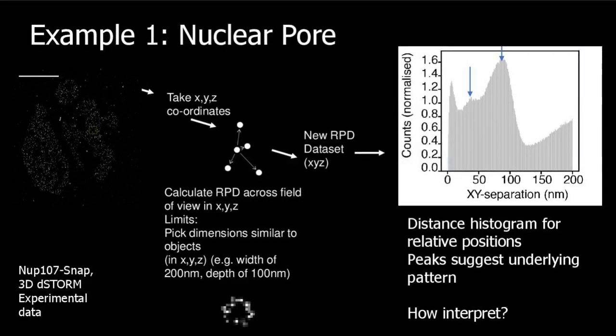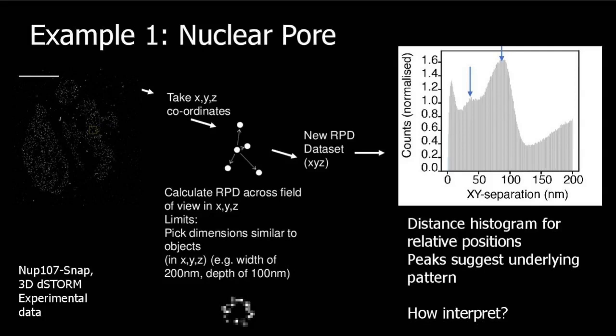Okay, so we take the whole field of view, we take the XYZ coordinates, we calculate our relative position density, and then we have to plot that. When we plot it, what's most sensible is to use the dimensions of the structure that we think has the pattern. So for something like a nuclear pore, it's about 200 in X and Y. So we're just considering the XY at the moment, even though we have the 3D data set in our new RPD table. We're just looking at the XY pattern.